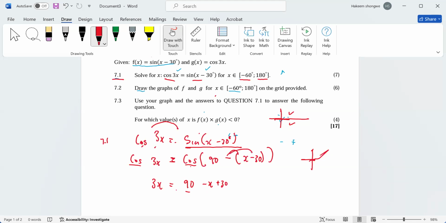Having like terms 90 and 30, we are going to have 3x is equal to 120 minus x. So we can take the minus x to the other side. No, we don't.